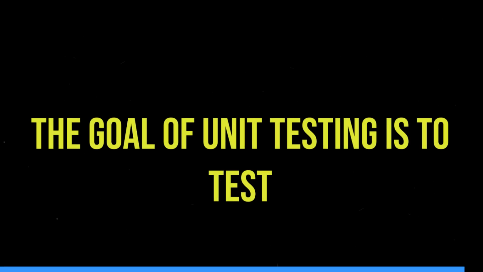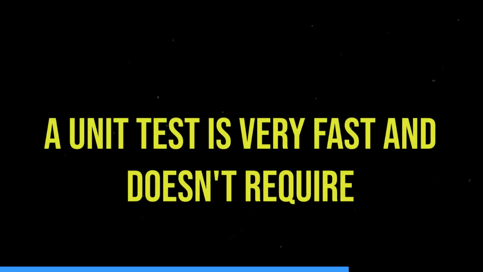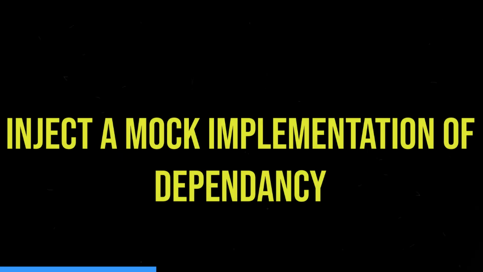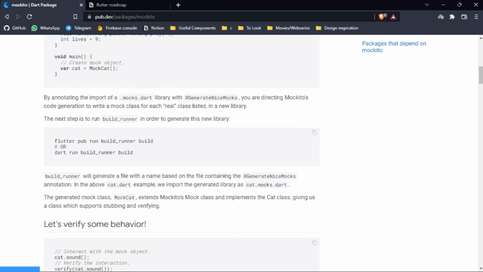The goal of a unit test is to test particular code with mock dependencies and check it works as expected in different scenarios. A unit test is very fast and doesn't require an actual device to execute. While doing unit tests, any dependent classes should be injectable so that we can inject a mock implementation of the dependency and verify if everything is working as expected. Flutter has the Mockito framework that helps to create a mock implementation.